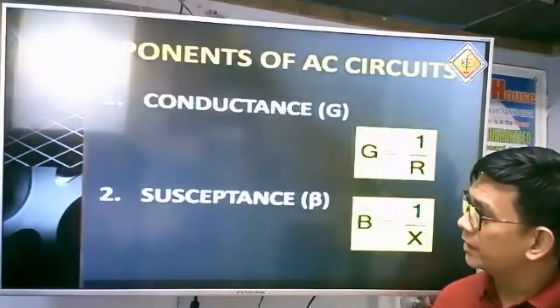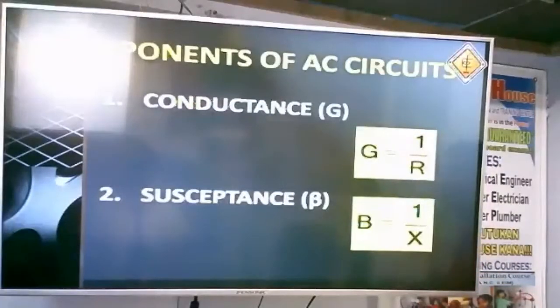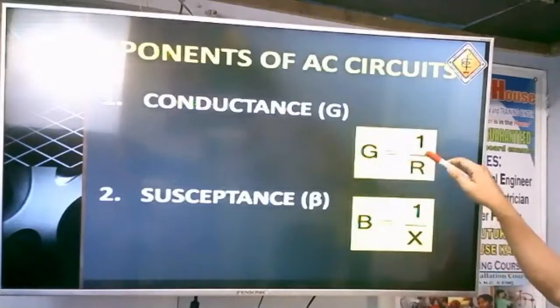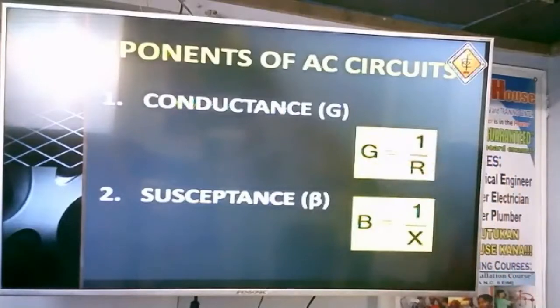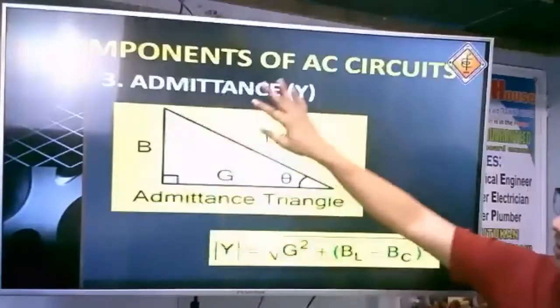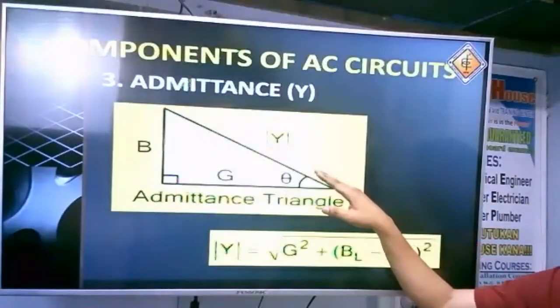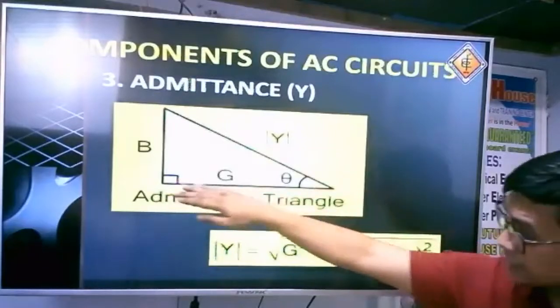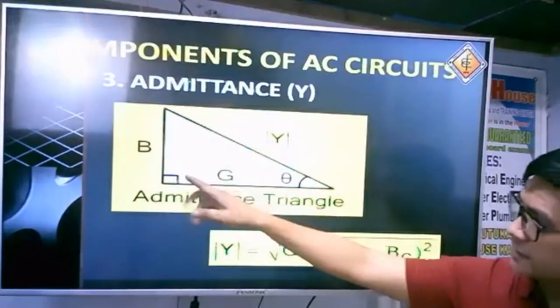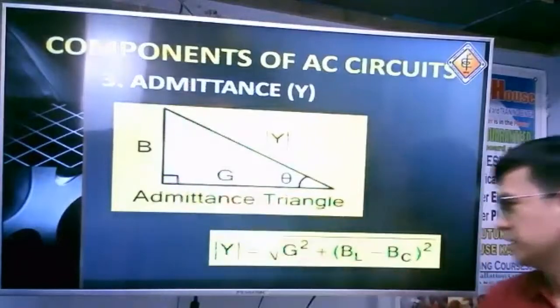We are now on parallel AC circuits. So we have the conductance here, that is the reciprocal of resistance, so we have 1 over R. We have the susceptance that is 1 over X. So we have our admittance here, that is the reciprocal of impedance. This is our G, our conductance. Then this is our B or beta, that is our susceptance.